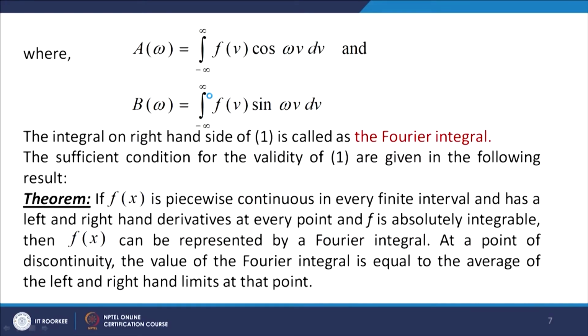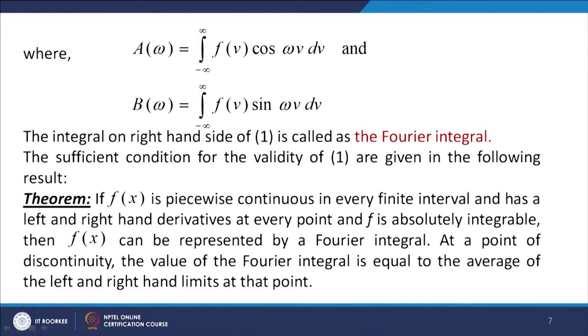The sufficient conditions for the validity of this representation of f(x) by the Fourier integral are given in the following theorem. If f(x) is piecewise continuous in every finite interval of the real axis, left and right hand derivatives exist at every point, and f is absolutely integrable, that is, the integral over minus infinity to infinity of mod f(x) dx is less than infinity, then f(x) can be represented by a Fourier integral.